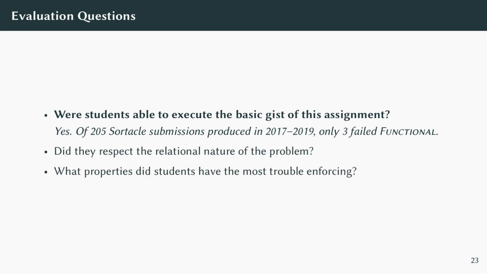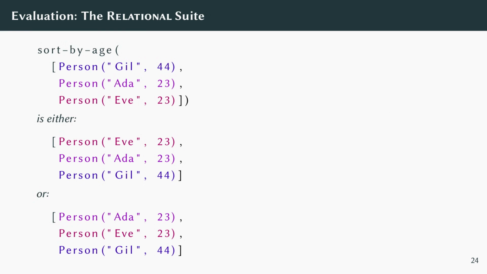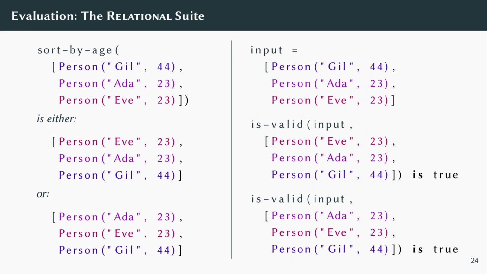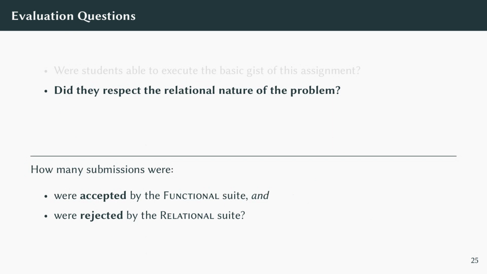Did students actually respect the relational nature of the problem? In which properties did they have the most difficulty enforcing? Sort by age has inputs for which there is more than one acceptable output, like this earlier example where Ada and Eve have the same age. To check whether students respect this relationality in their isValids, as opposed to just sorting the input list, we construct another test suite called Relational. The Relational suite has tests involving an input that has multiple valid outputs and checks that every possible output is considered valid. The number of isValids that didn't respect the relationality of this problem is the count of those which were accepted by the functional suite but rejected by the relational suite. In our case, only one student across 3 years didn't respect the relationality of this problem.